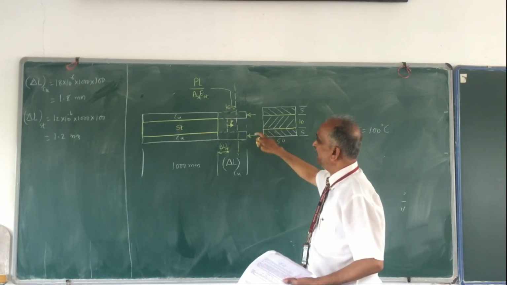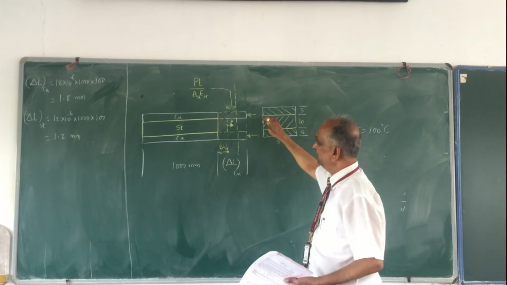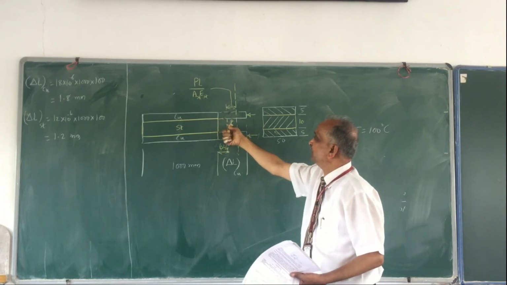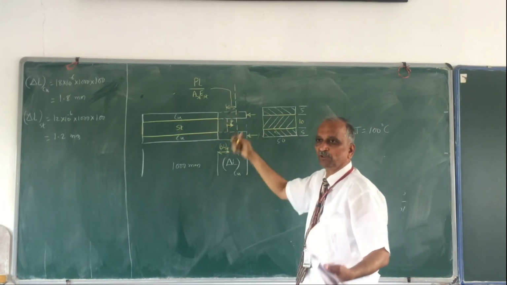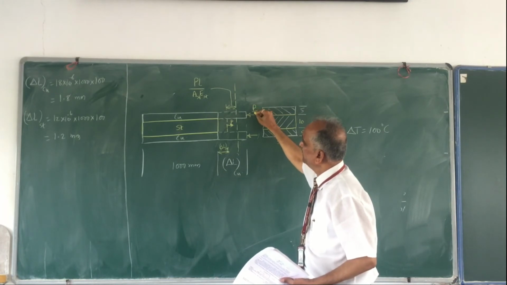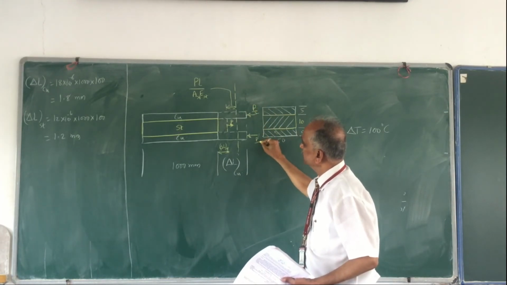This cannot be P and P. If this is P and P, then 2P will be the force towards the left-hand side, and P is the force towards the right-hand side. It won't remain in the equilibrium position, and therefore this must be P by 2 and this must be P by 2.